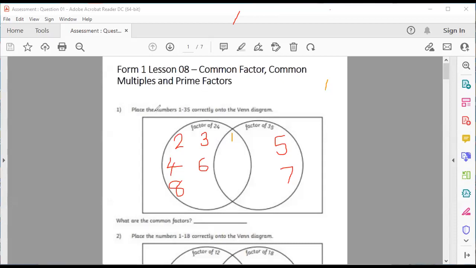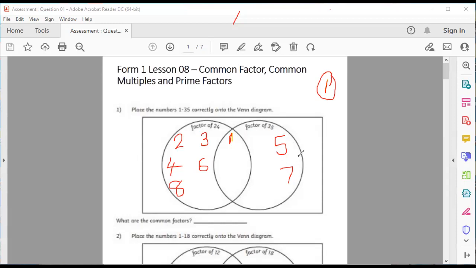First question, we are asked to place numbers from 1 to 35 correctly onto the Venn diagram. So we start with number 1. Of course, number 1 is a factor for all the numbers, so you put it in the common area. The common area is the one that overlaps both circles. All the factors of 24 will come inside this circle. All the factors of 35 will be written inside this circle.